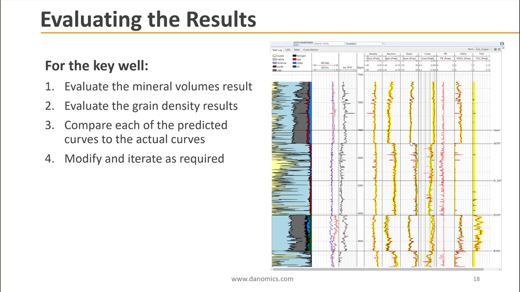So once we have performed the inversion, let's say we're looking at our key well, what do we need to inspect? Well, I'd say inspect the mineral volumes results. Make sure that makes sense to you. Does that look right? Are you getting a bunch of dolomite when there's no dolomite, for example? Go in and adjust your mineral mix, etc.